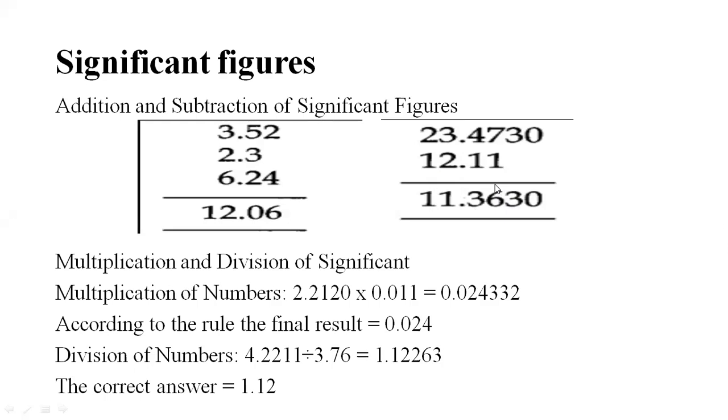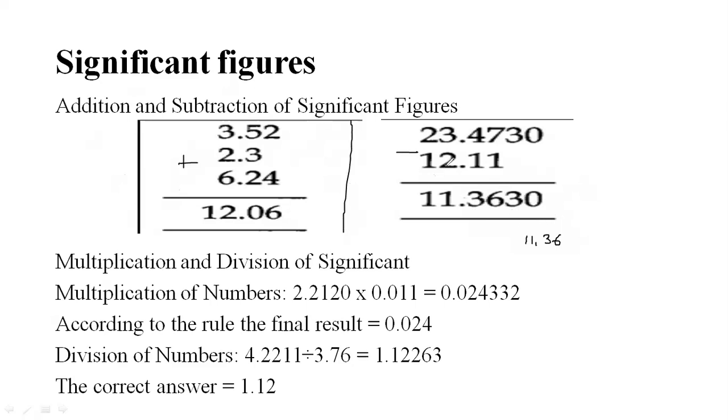Then if you look at the next example, I have given you 23.4730 and another number, 12.11. When you carry out subtraction on these two numbers, this is a different example. So what do I get? I get 11.3630. After the decimal point, usually we keep two places, so it would be 11.36. Rounding off also comes in here.